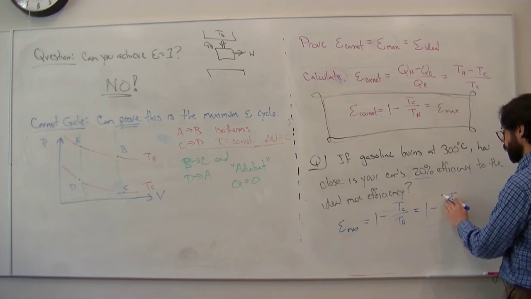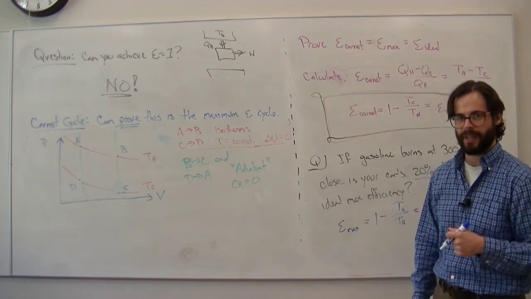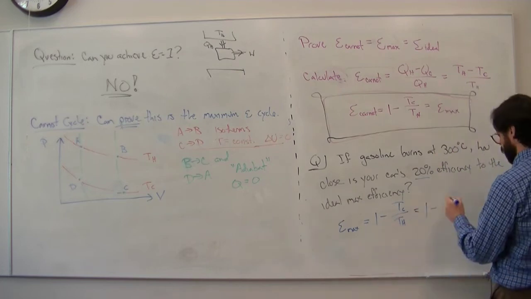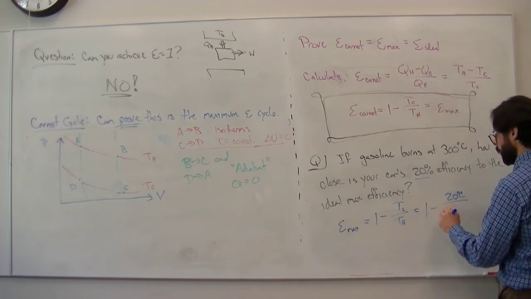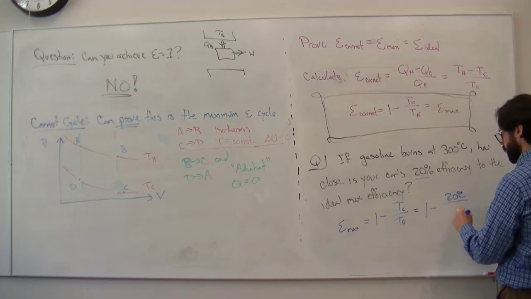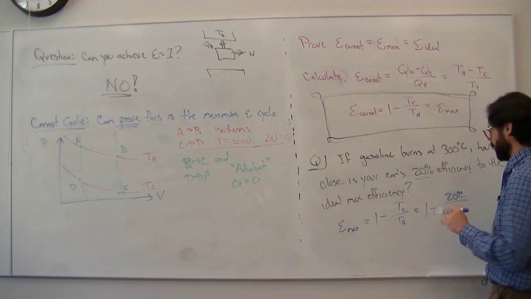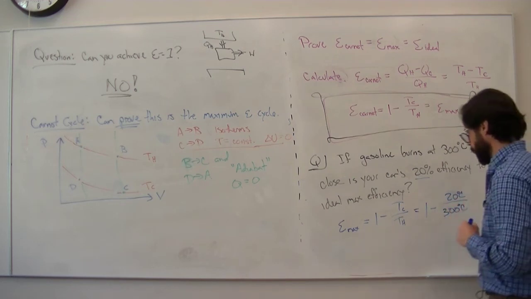So the question is, what's the cold reservoir? Again, when we spit out exhaust, we spit it to the atmosphere. So I'll just call that 20 degrees Celsius. And it should be true that, if the temperature goes down, all other things equal, you should have a more efficient engine.